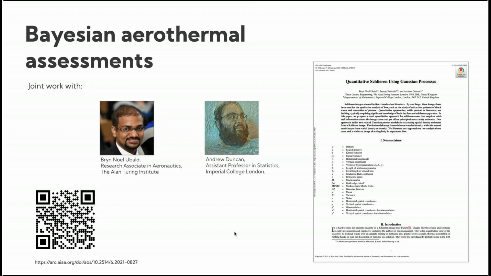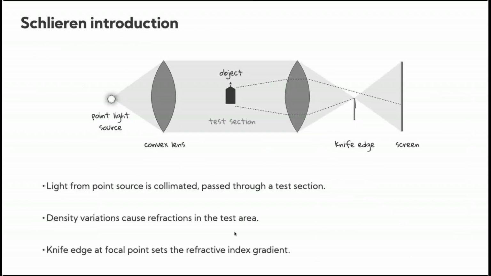Okay, so there are papers associated with these two works. The first one pertains to stuff that has recently come out at AIAA. It's called Quantitative Schlieren Using Gaussian Processes.